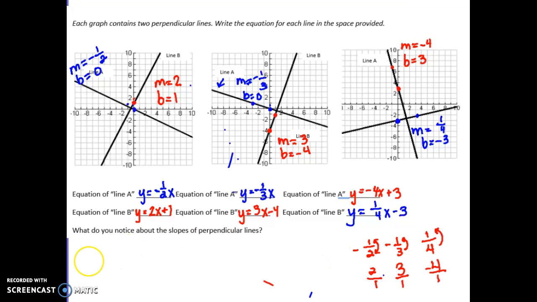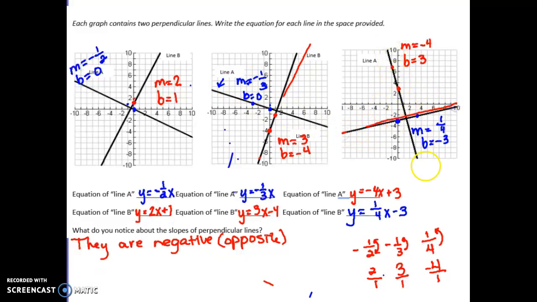So what we can notice and conclude about the slopes of perpendicular lines is that they are the negative or the opposite reciprocals. Remember the reciprocal, it's kind of like you're flipping it. So they are the negative, or opposite, meaning if one's positive, the other's going to be negative. Because if you notice, we've got a positive slope here and a negative slope here, positive here, negative here, positive here, negative here. So they're always the opposite reciprocals.